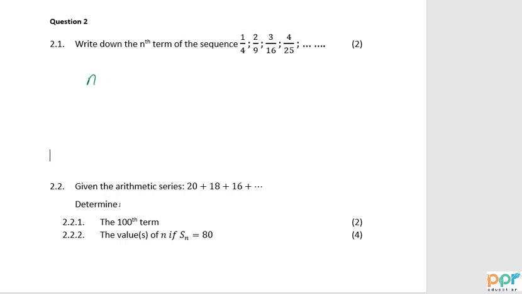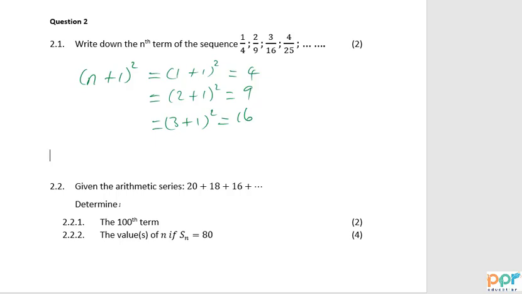Okay, let me erase this. Or I can have the square of the binomial, can't I? Let's prove it. This is 1 plus 1 all squared, the answer will be 4. This is 2 plus 1 all squared, which gives 9. Here's 3 plus 1 all squared, which gives 16. Here's 4 plus 1 all squared, which gives 25.